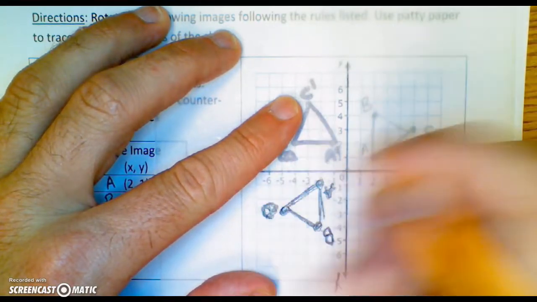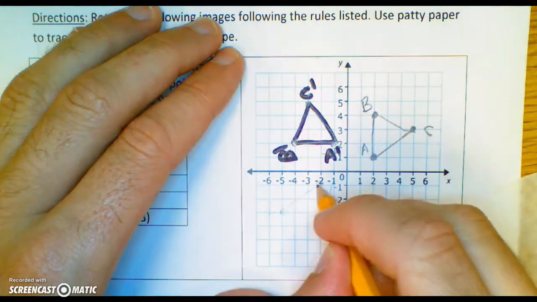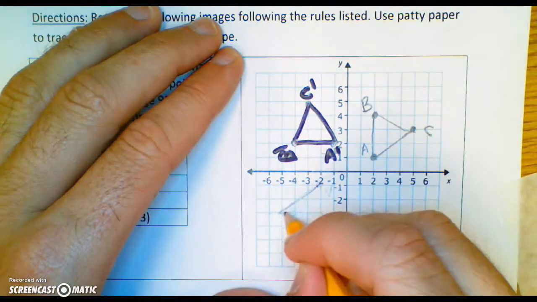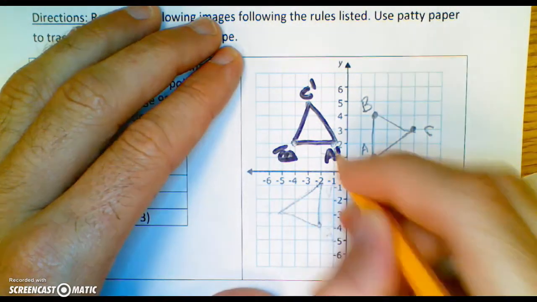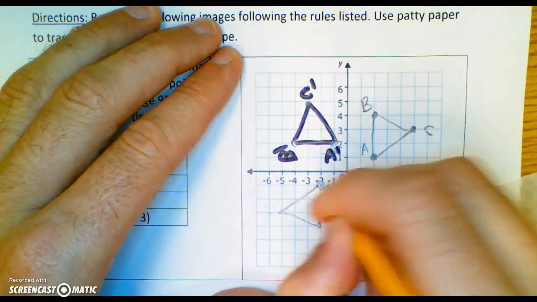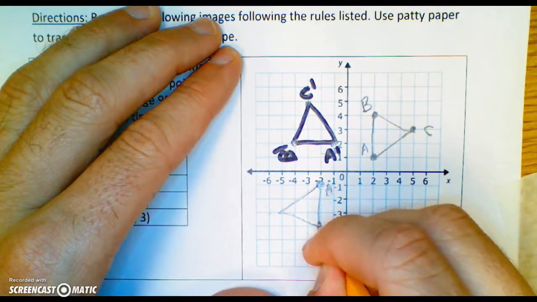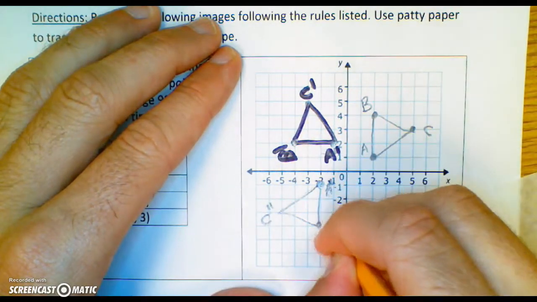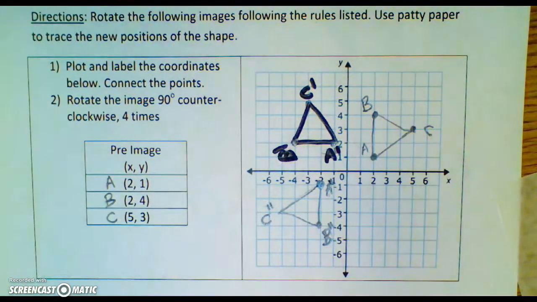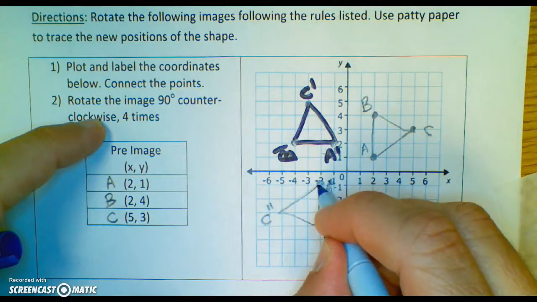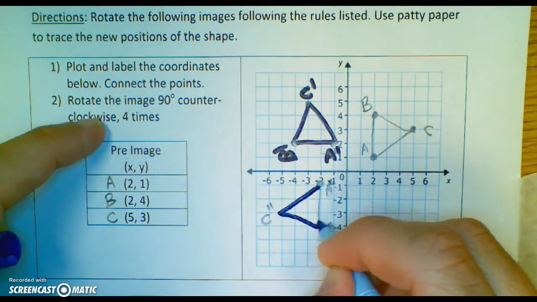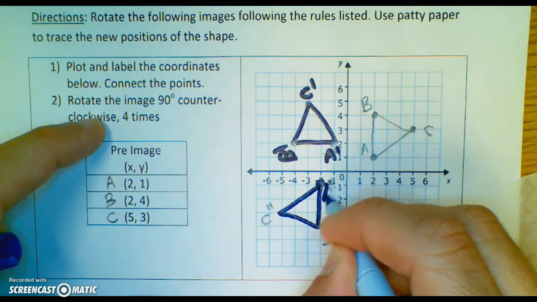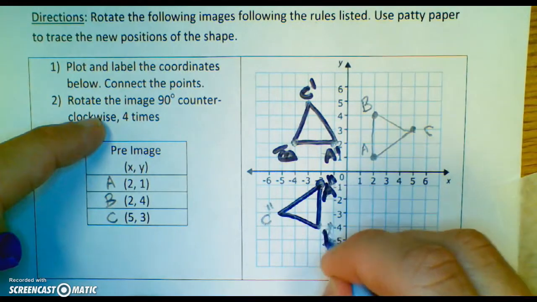And label your points. So I can kind of see a faint outline of my triangle. This is A, B, C, and now this time I'm going to put 2 tick marks after, to indicate that this is the second time I've transformed it by rotating it. And again, I'm going to use a different color. This time I'll use blue to show that it's a new rotation.